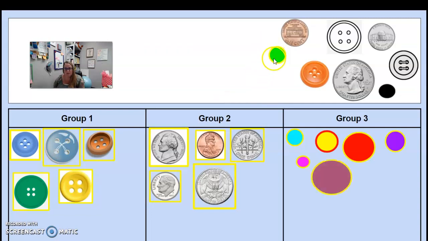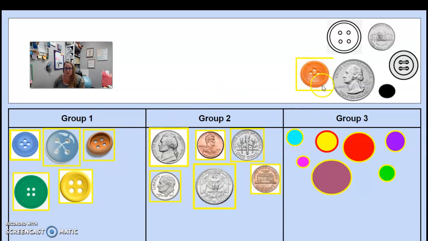All right, what about this one? Group 1, group 2, group 3? That's right, it's going in group 3 also. What about this one? Where's it going to go? Group 1, group 2, or group 3? Group 1? No! Where's it going to go? Oh, it's going to go in group 2. Thanks for catching my mistake.